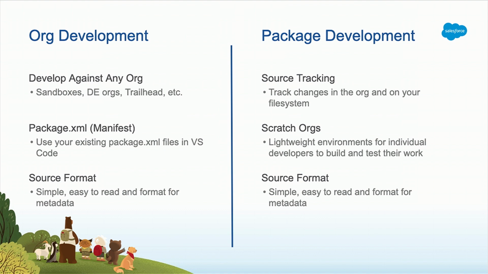Scratch orgs are isolated environments for individual developers to work in and develop and test their code without affecting anybody else's. Package development model also gives us source tracking. This means that we're able to track the changes within our org and on our local file system and keep both of those in sync.